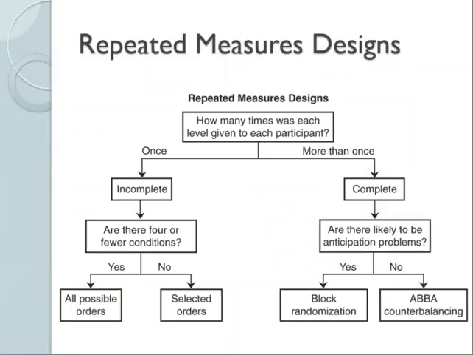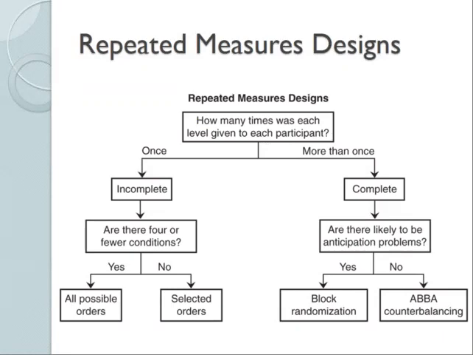And the big thing that we deal with in repeated measures is counterbalancing. So the big potential issue here is that participants get practice doing the experiment, right? Because they do it more than once. And so you have to think about how you're going to manage that. And the strategies you use to manage that differ depending on how you structure the experiment. And one of the big distinctions is how many times each level of the independent variable is given to each participant.